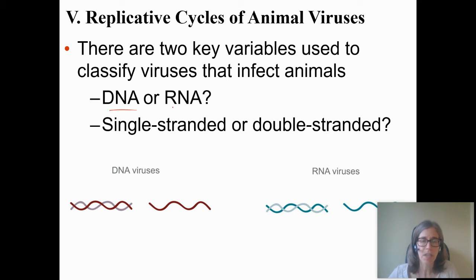So is the genome DNA or RNA? Is it single-stranded or double-stranded? These are sort of two key variables to look at when we classify viruses and how they reproduce. Like the last stuff I showed you was in bacterial cells. Viruses can infect people too, or animals. Actually, viruses infect pretty much every living thing on the planet. But I want to talk about viruses that infect animal cells or human cells right now for a little bit.